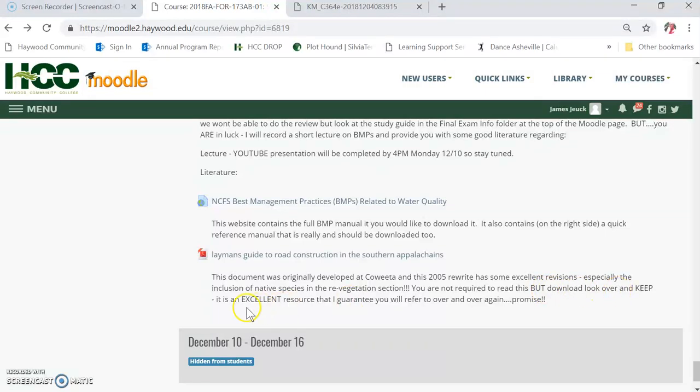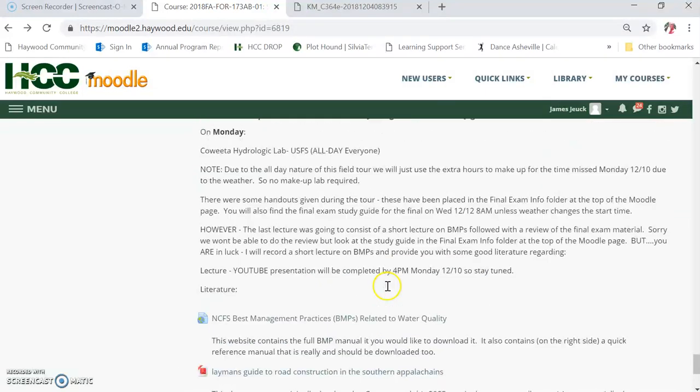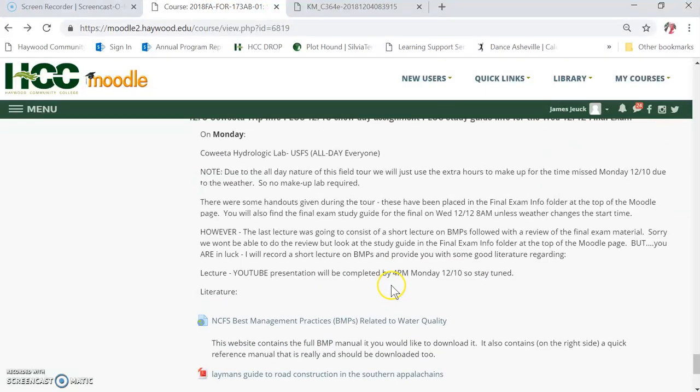Download it to look over and keep it. It's an excellent resource, and I can guarantee you, if you're going to be doing anything in natural resources in your career, you're going to be referring to this. It is just chock full of some really good stuff. I'll pull it open and just breeze through it really quick towards the end of the second part of this presentation.